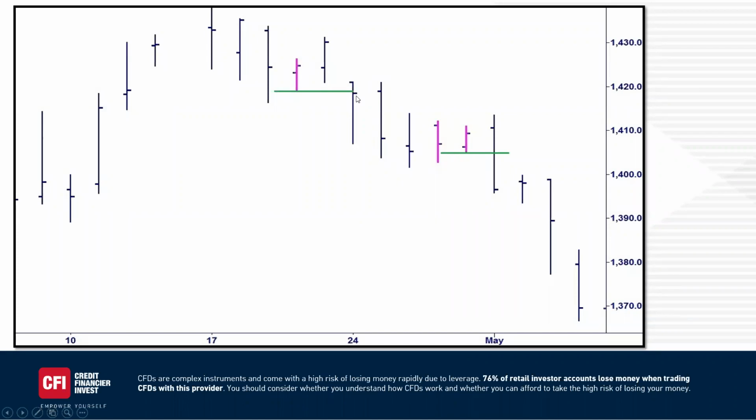And that turns out to be the start of a new multi-day downtrend. And that's essentially what you're using these patterns for. You're using them to give you a bit of an early warning that a trend may be about to reverse, or even a new trend may be about to start.